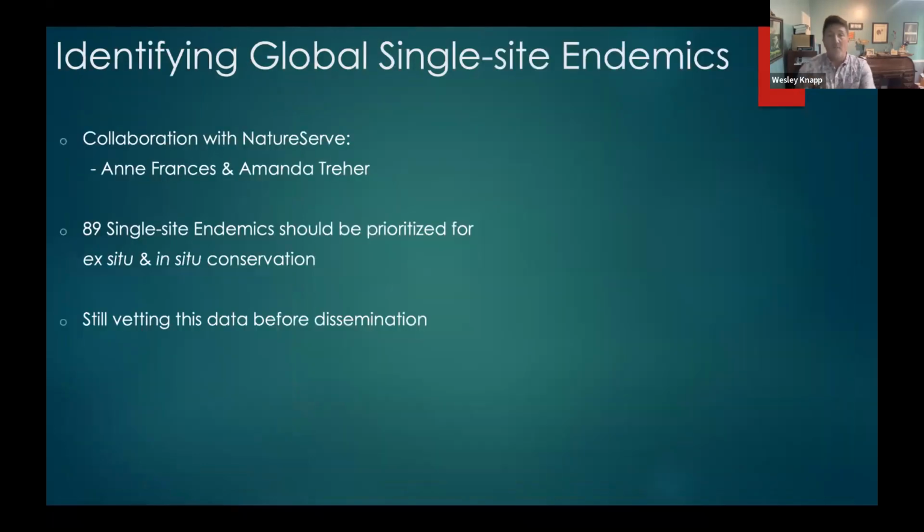Now, this is a collaboration I started with Anne Francis, the former lead botanist at NatureServe, and my woman I work with, Amanda Treher. And right now we have 89 single site endemics that need to be prioritized for ex situ and in situ conservation, but we're still vetting this data set.